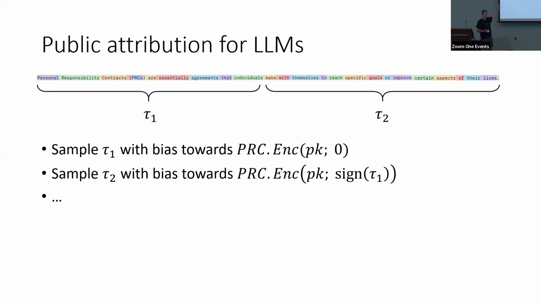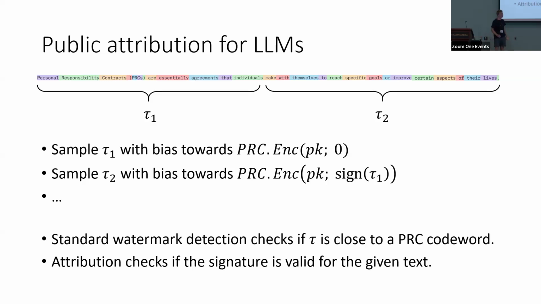So you start sampling your text. You sample the first block of text with bias towards a PRC encoding of 0 or whatever. And then for blocks after that, you sample them with bias towards a PRC encoding of a signature of the previous blocks. Now for standard watermark detection, you just check whether any block is close to some PRC codeword. And for unforgeable attribution, you decode the block, get the signature, and check that it's consistent with the previous blocks. And that'll be unforgeable by the unforgeability of the signature.